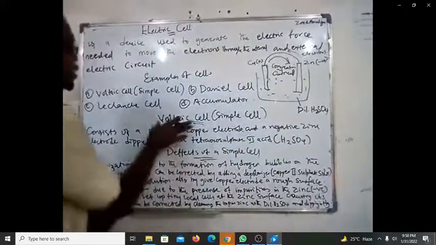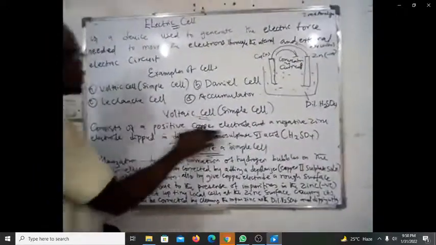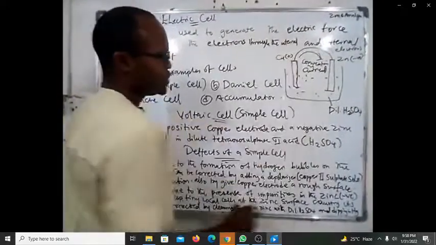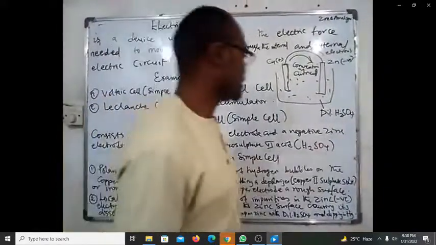So whenever you're talking about simple voltaic cell, you're talking about a cell that consists of a positive copper electrode and a what? Negative zinc electrode dipped inside what? Dilute tetraoxosulfate what? 6 acid.